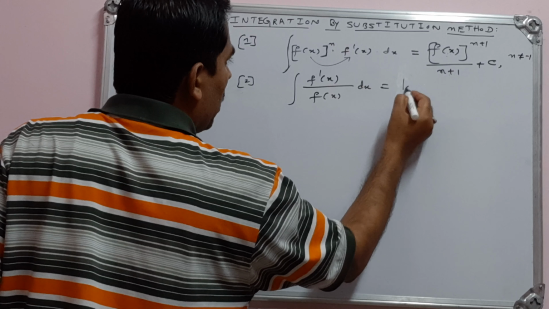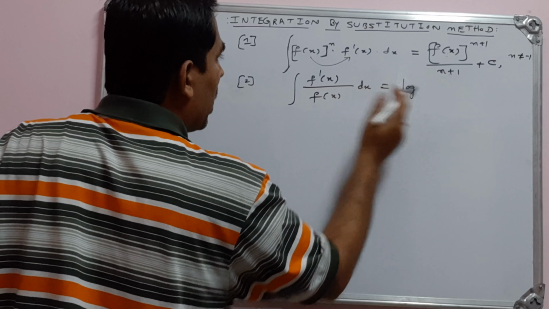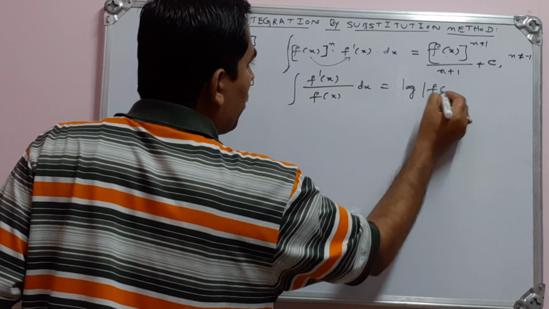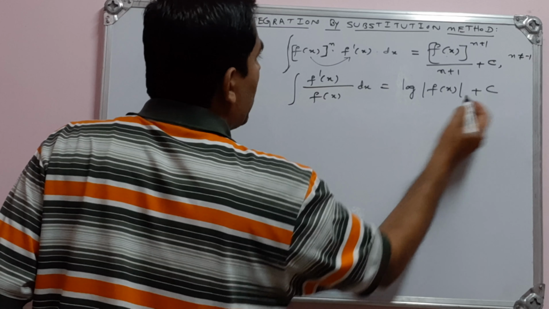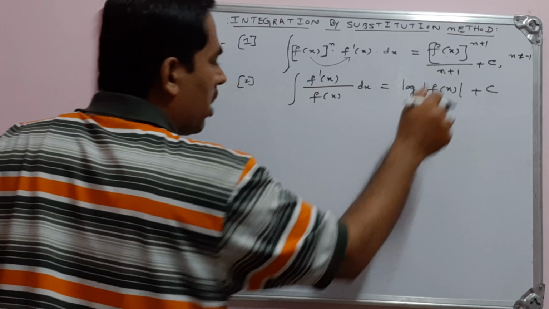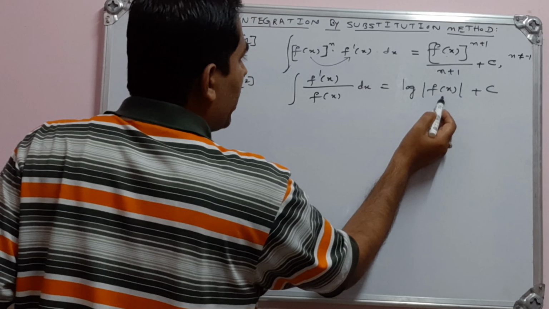Then what will be the integral of this? Log of the denominator. What is the denominator? f of x. So log of the modulus of the function plus c. Of course, log is defined for positive values; that is why we have written the modulus. Log of the denominator plus c.